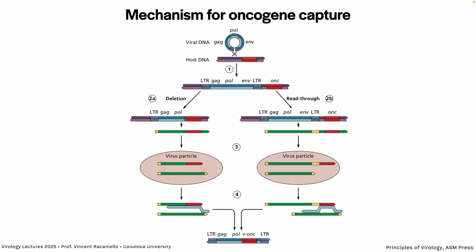Here's a slide on how you would pick up oncogenes, okay? Remember, retroviruses infect cells. They make DNA, which then integrates into the cellular genome. And by chance, of course, they're going to integrate next to one of these oncogenes, like SRC or MYB, right?